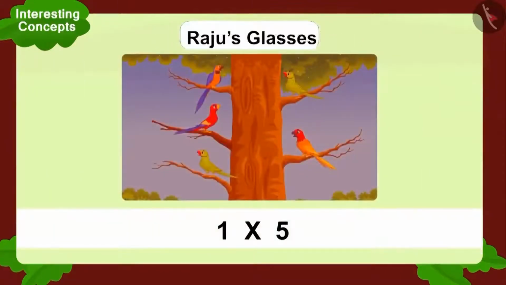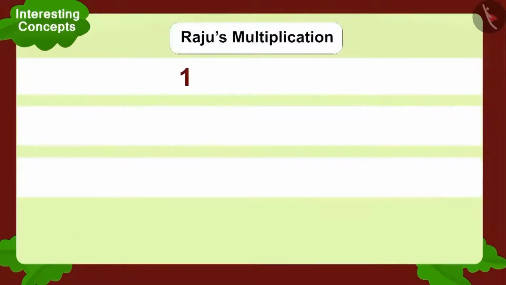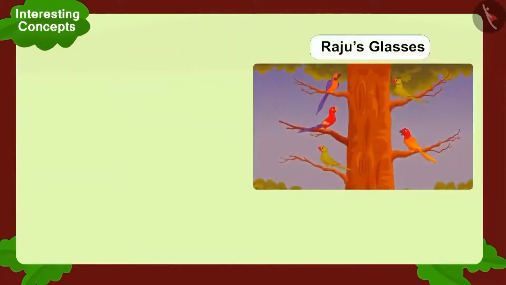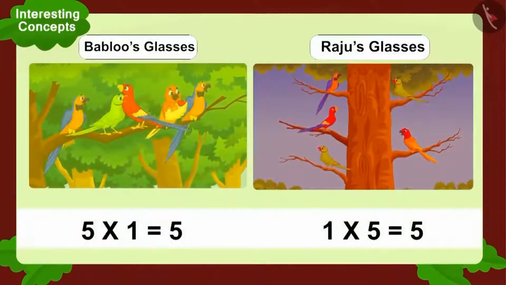Now let's look at Raju's multiplication. 1 multiplied by 5. Can we write it using addition? No. Why so? Because 1 multiplied by 5 is 1 times 5, which gives you 5. Raju saw as many birds as Bablu. Both of them saw 5 birds.